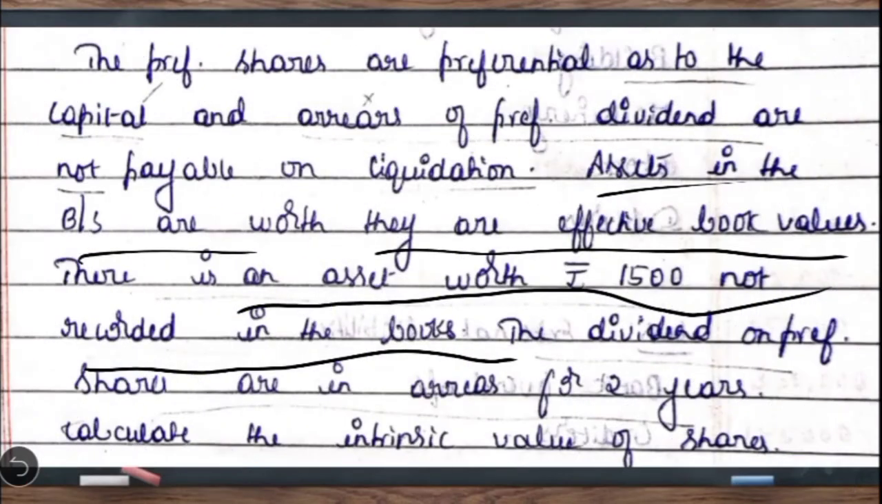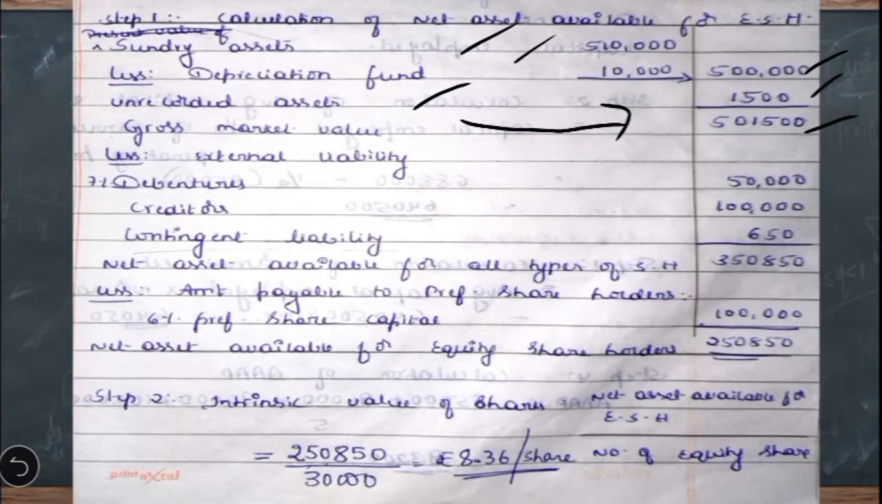Okay. So in the format under the external liabilities, we are going to write three liabilities. First one is debentures, which is a secured liability, then creditors and contingent liability. When we deduct these external liabilities from the gross market value of various assets, we get a balance of 3,50,850. So this is called net asset available for all types of shareholders because in this case we have preference share capital. After this, we are going to deduct the amount payable to the preference shareholders.